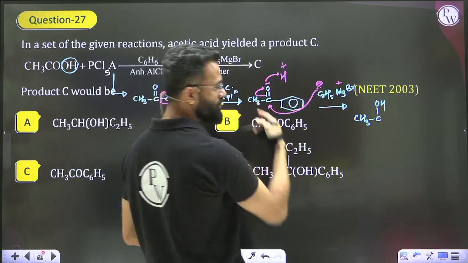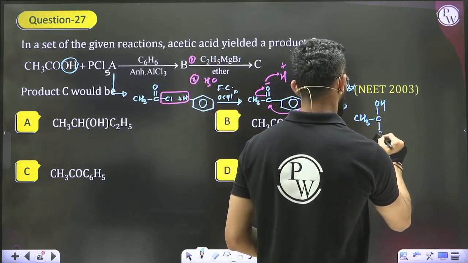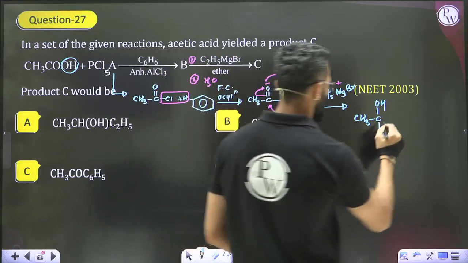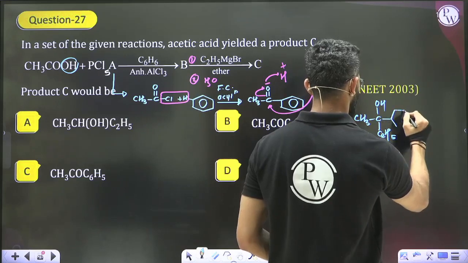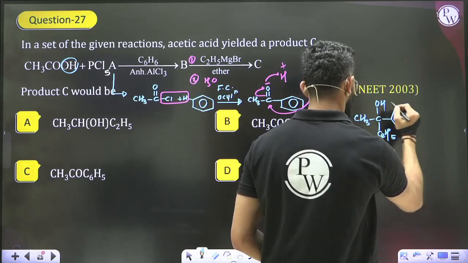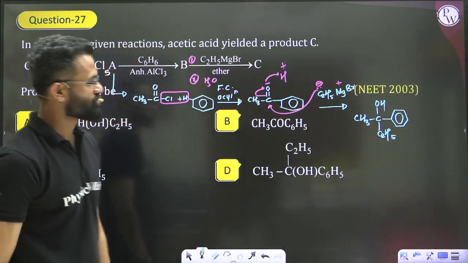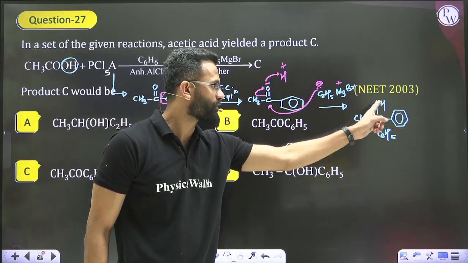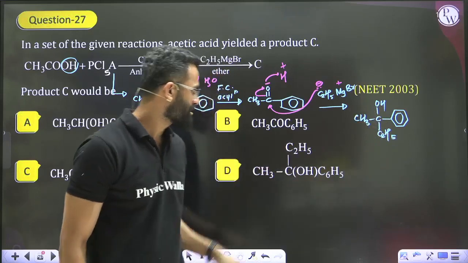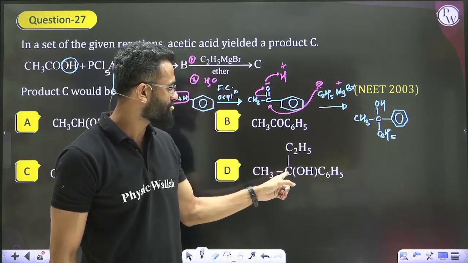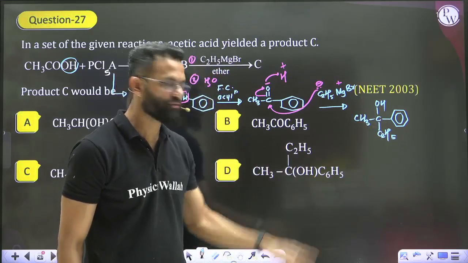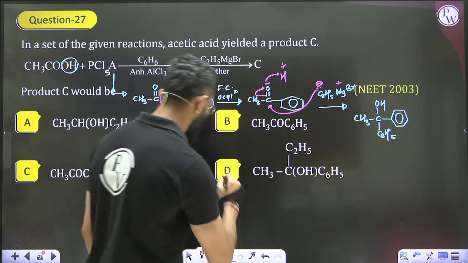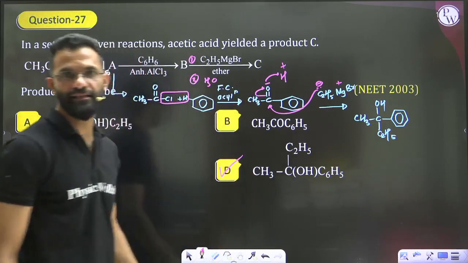CH3C(OH), ethyl group is attached to the carbon, and then there is a phenyl ring connected here. So the product has a chiral carbon once again, carrying OH, methyl, ethyl and phenyl ring. So isn't it option D, everyone? Option D is the right choice.